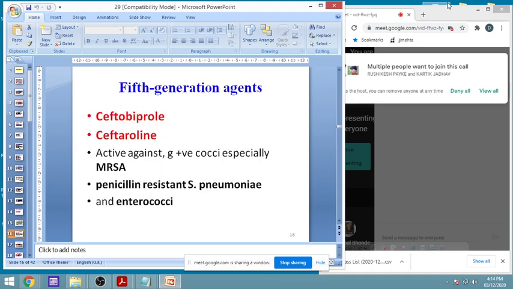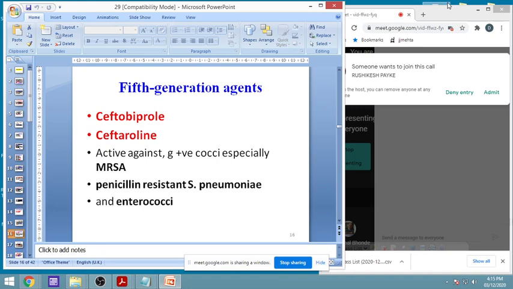Then the latest fifth generation agents, that is ceftobiprole and ceftaroline. These are the two fifth generation agents. They are active against gram-positive cocci, especially one very typical species, MRSA, that is methicillin-resistant Staphylococcus aureus. MRSA is a very dangerous one. At many places it has been found.